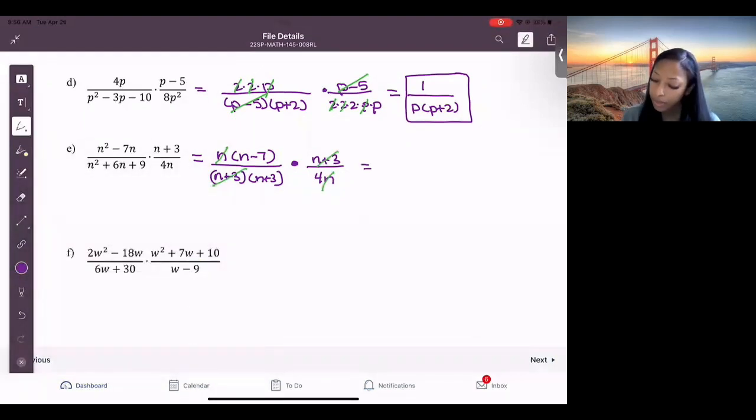So we are left here with, in the numerator, n minus 7, and in our denominator, n plus 3 times 4. So I'm going to write that as 4 times n plus 3.